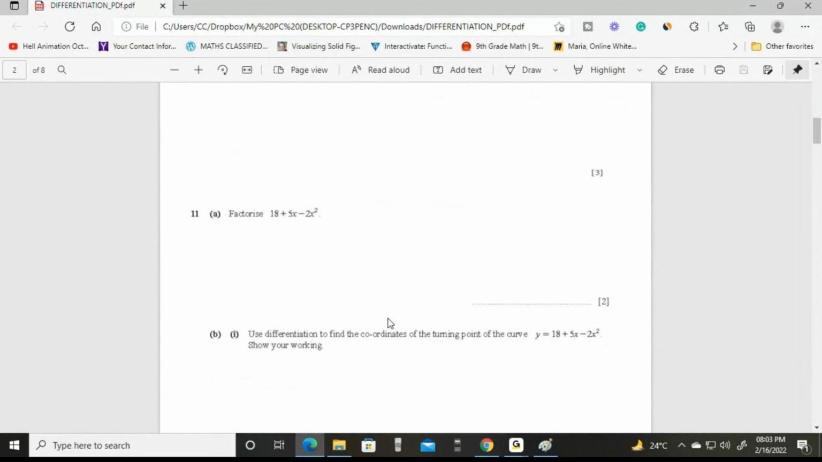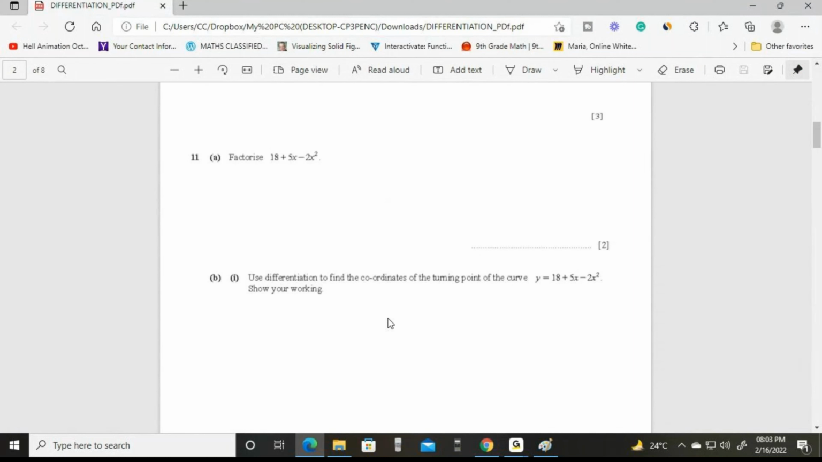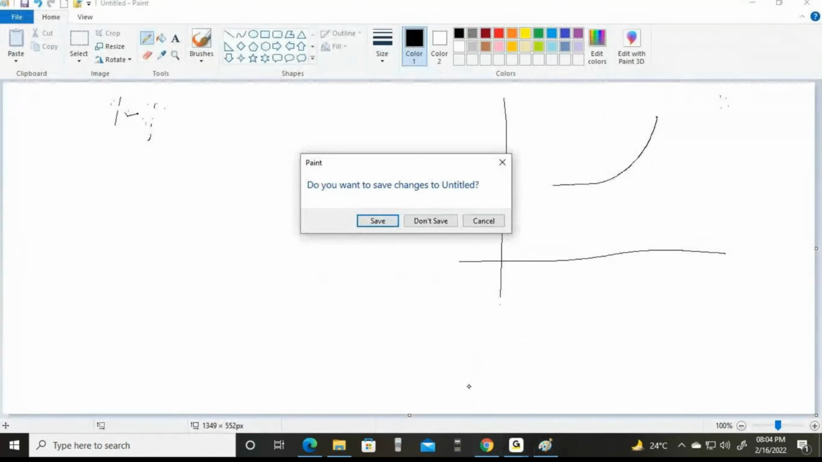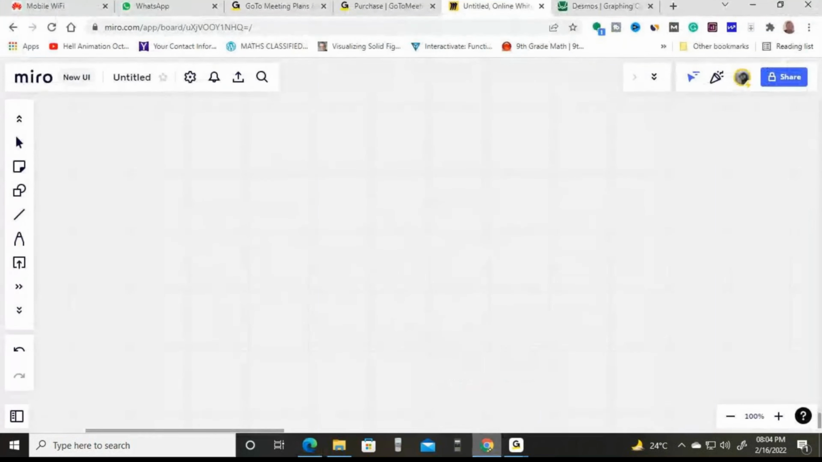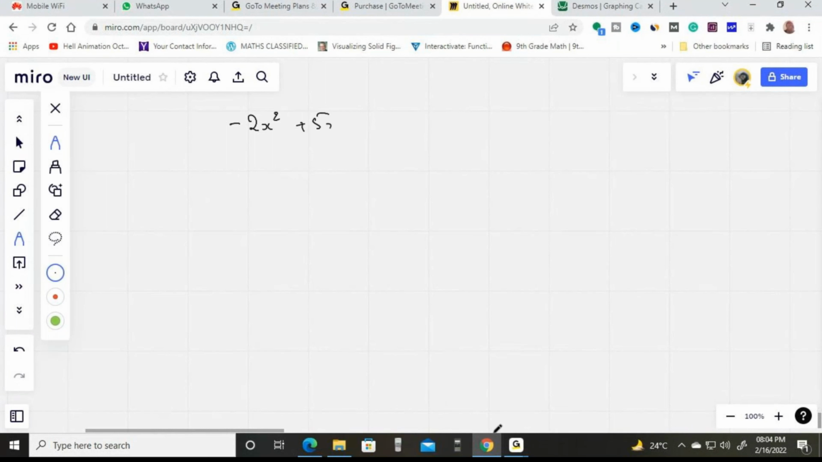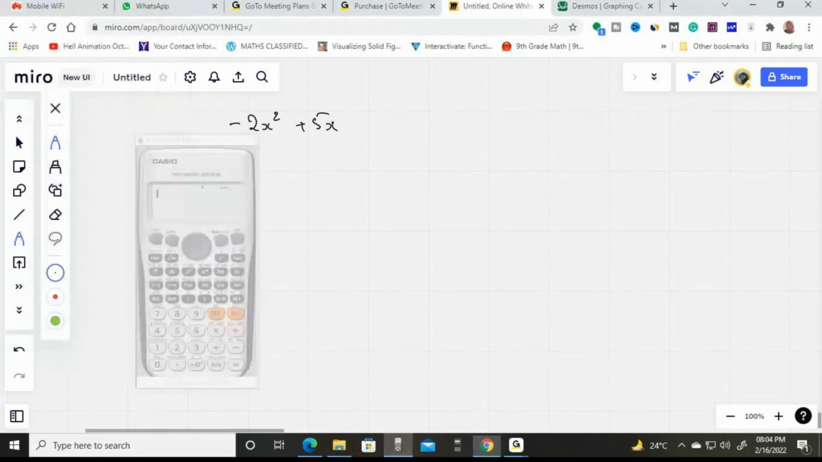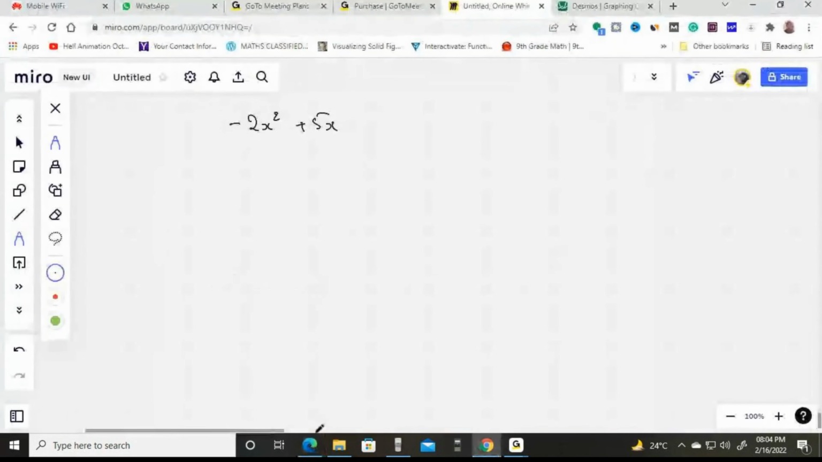Now we move on. See our question A 11, part A. I'm not doing this, I leave it for you. I need you to factorize and tell me what are the factors of this quadratic expression. Then it gives me 36, 12, 4, minus 4, 9. Okay, minus 2x squared plus 9x minus 4x plus 18.